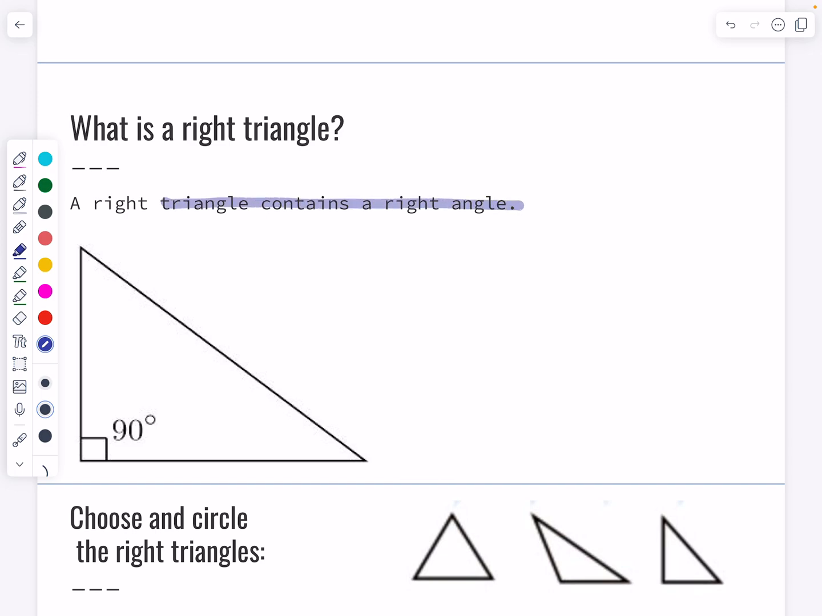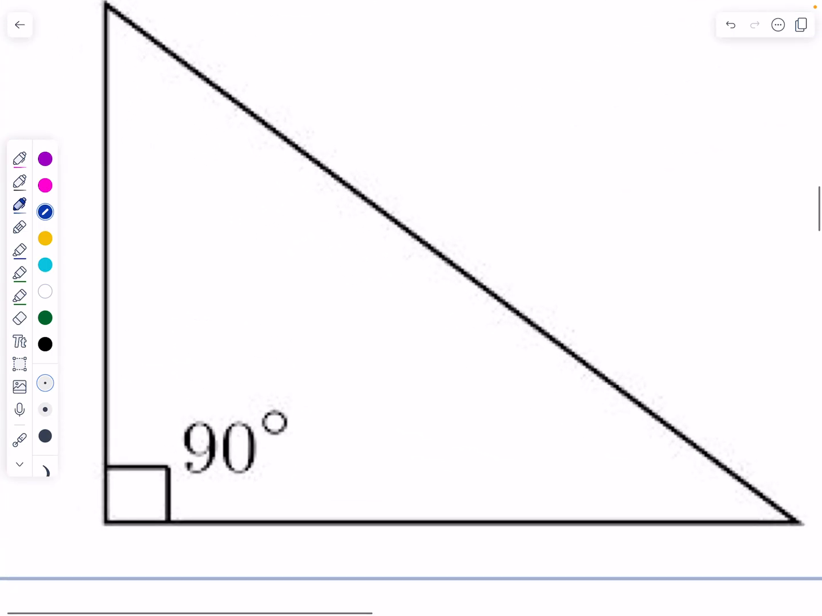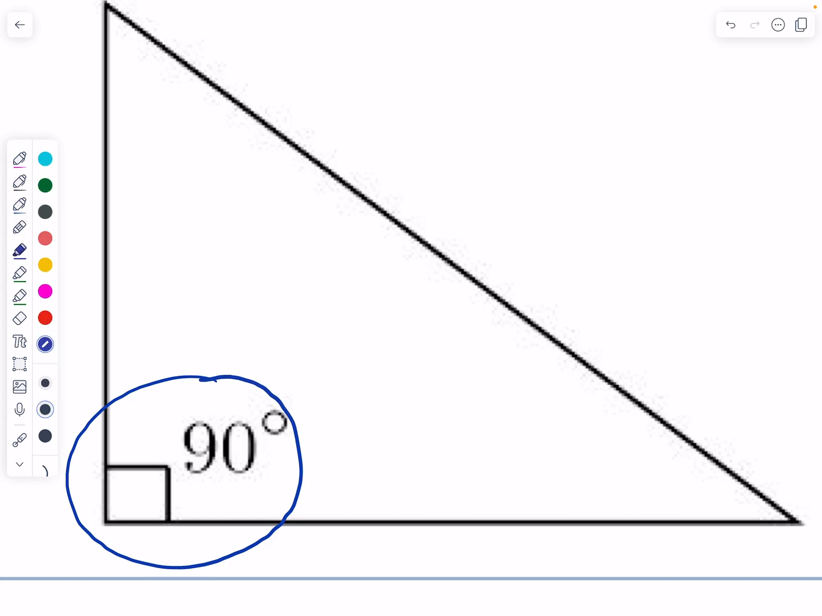So what is a right angle? A right angle is a 90-degree angle, and it's marked with that little box in the corner. It shows that it is 90 degrees. So this triangle in this picture right here is a right triangle because it contains this 90-degree angle. It says 90, but even if it didn't say 90, we would know that this little corner means that this is 90 degrees. Okay?